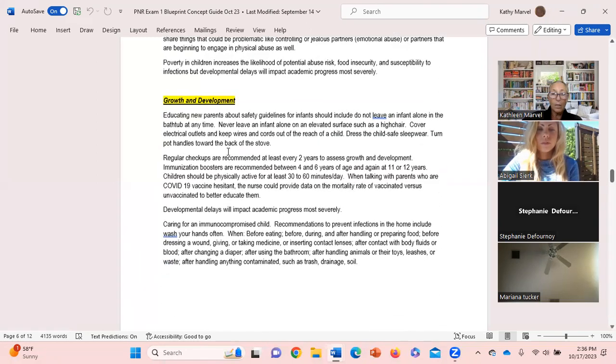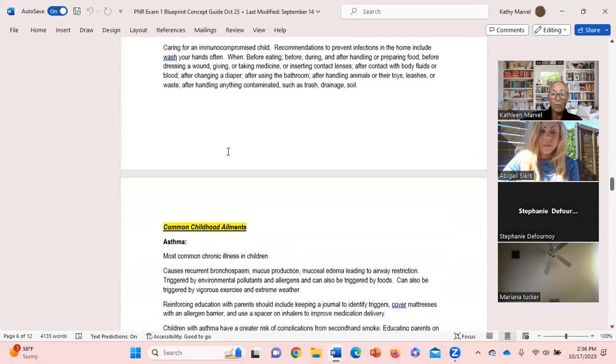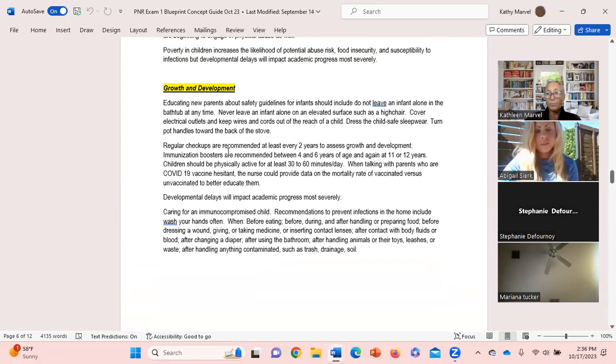Okay, growth and development. Here you need to know the differences with kids, with adolescents, with teens. It talks about regular checkups being recommended every couple of years to assess growth and development. Here it talks about immunizations and boosters, recommended between 4 and 6 years, and then 11 and 12. Kids should be physically active for 30 to 60 minutes a day.